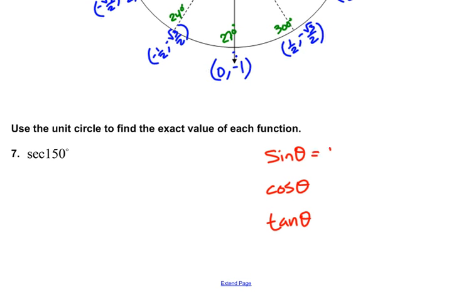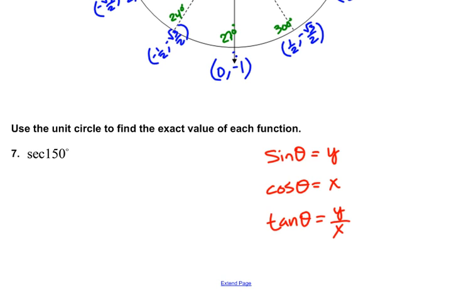The sine is always the y coordinate divided by the r. In this case, r is 1, so we won't even consider that. It's just y. Cosine is the x coordinate. The tangent is always the y coordinate divided by the x coordinate.